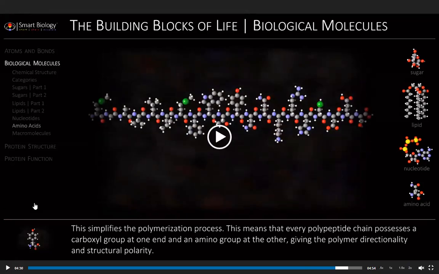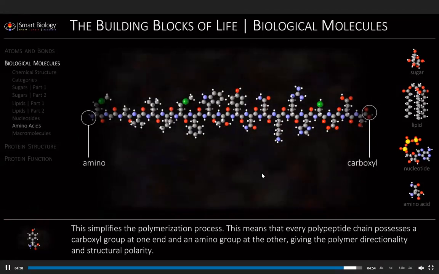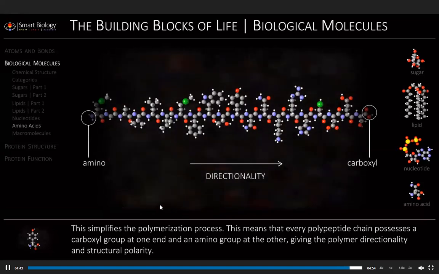So as we also learned a few minutes ago, every polypeptide chain has a carboxylic group at one end, and it will have an amino group at the other end. This gives the polymer a directionality and a structural polarity. Structural polarity meaning that there will be an N terminus of the protein, a C terminus of the protein, and this will define many, many different properties of the protein, as we will learn today and in the weeks to come. So we have the carboxylic group here, we have the amino group here, the N terminus and the C terminus.